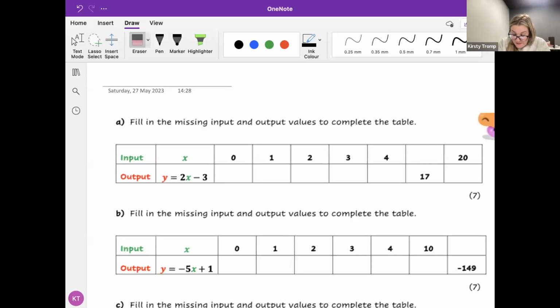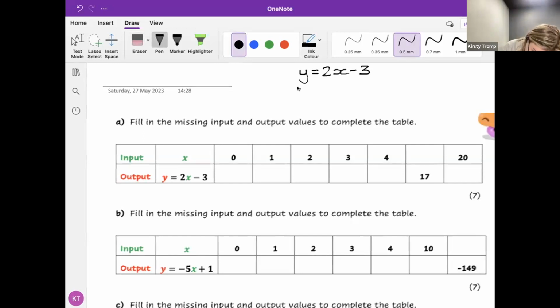So they've given us X values on the top, and my first X value is 0. They want to know what is the output when the X value is 0. So what are we going to do? Well, the first thing we're going to do is write out what they gave us. They gave us y is equal to 2x minus 3. Now we're going to put in the input value. So instead of seeing the x, we're going to see the 0.